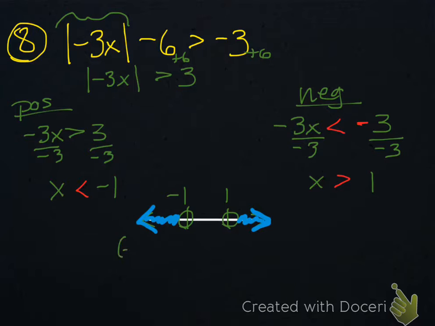Here we go. We're going to go from -infinity to -1. From 1 to +infinity. Please remember the U shape in between.